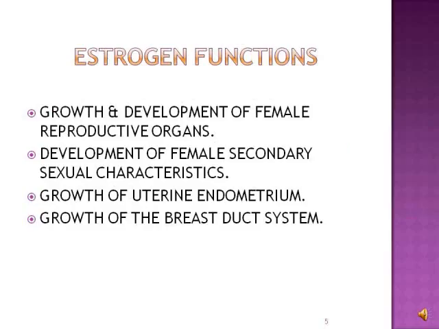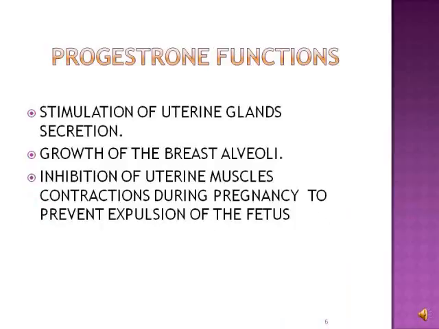The functions of estrogen are as follows: growth and development of the female reproductive organs, the development of the secondary sexual characteristics of the female, and growth of the uterine endometrium, as well as the breast duct system. Progesterone functions, on the other hand, are the stimulation of the uterine glands' secretion, growth of the breast alveoli, and inhibition of the uterine muscles' contractions during pregnancy to prevent expulsion of the fetus.